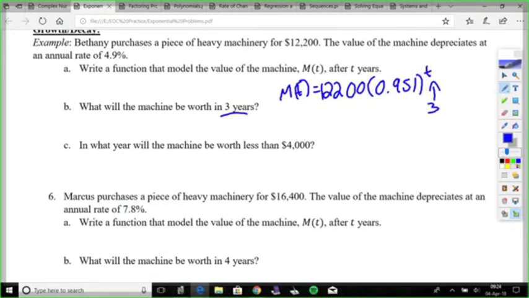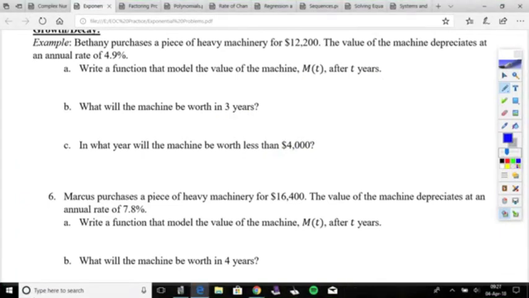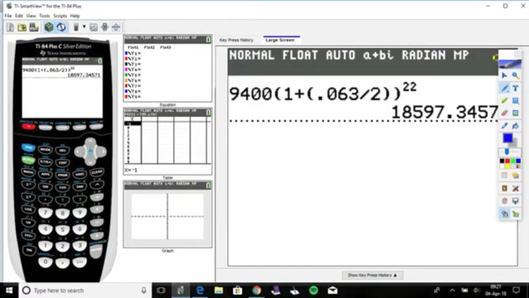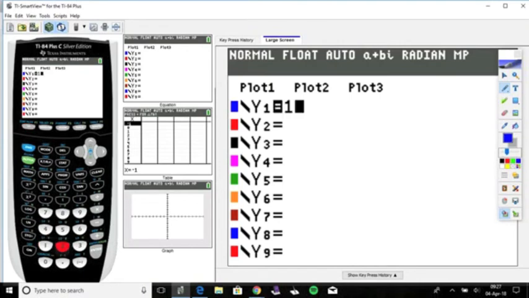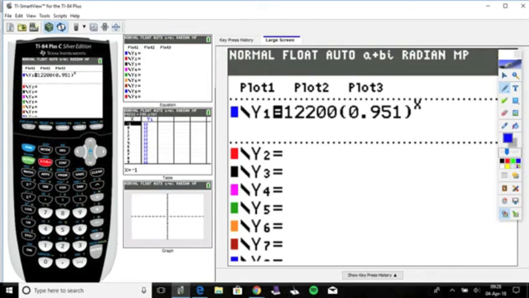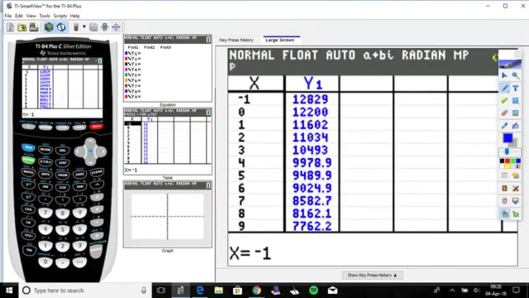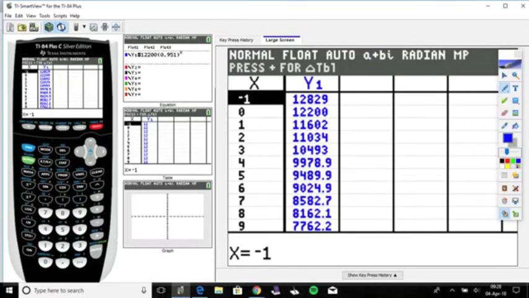It also says, in what year will the machine be worth $4,000? So what would be best is, since we have this calculator, going to our y equals and putting our function in there. So $12,200, 0.951. And then to the t power, but of course our calculator uses x, same difference, it's the variable. Now, don't go to graph, you don't have to graph it, but go to second and then table, and it will show you all these values, including at year 3. So year 3, you can see it's worth $10,493.